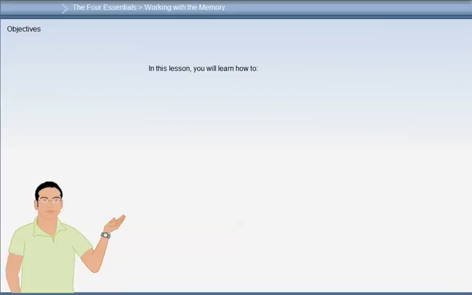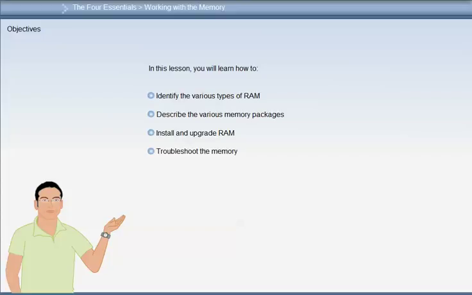In this lesson, you will learn how to identify the various types of RAM, describe the various memory packages, install and upgrade RAM, and troubleshoot the memory. Click Next to continue.